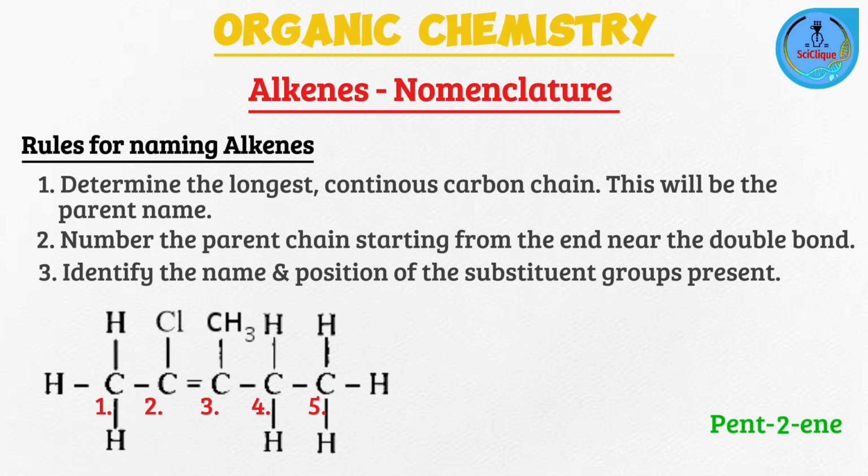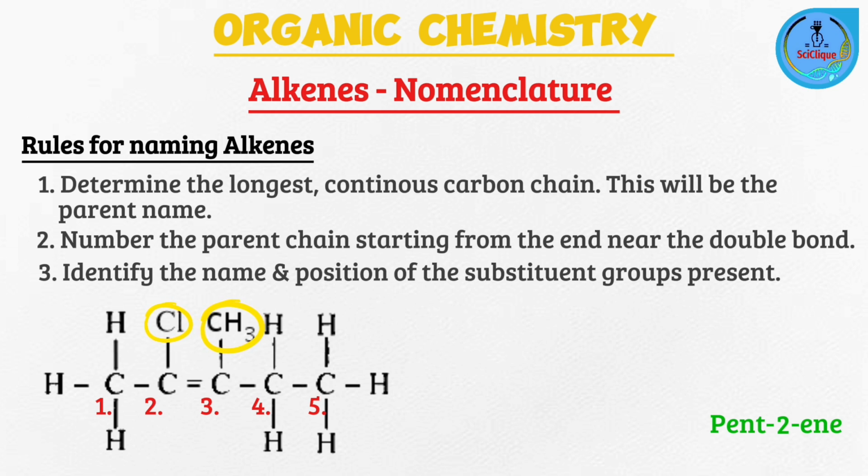Now on to the third rule regarding the substituent groups. If we look at this, we can clearly see that we have two different types of substituent groups. We have an alkyl, a methyl, located on the third carbon atom. We also have chlorine, located on the second carbon atom. Now, how are we going to arrange this?